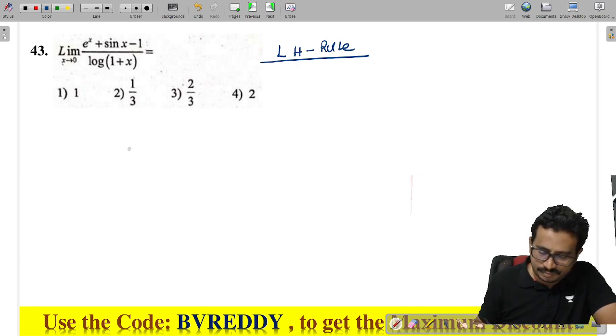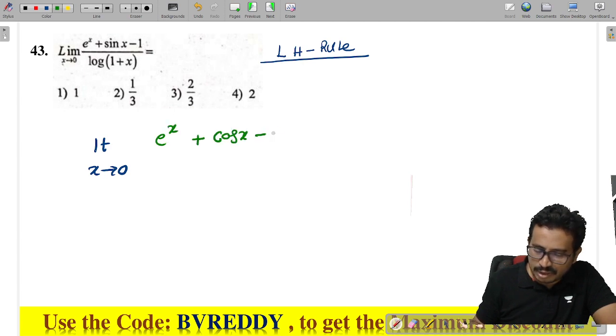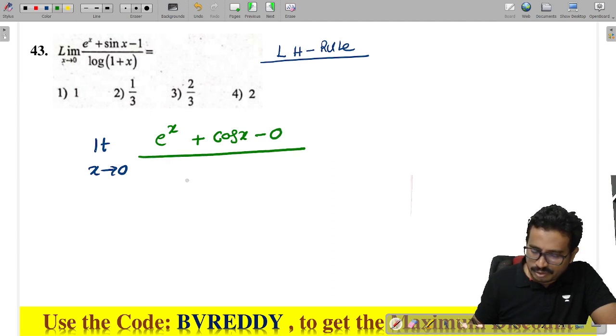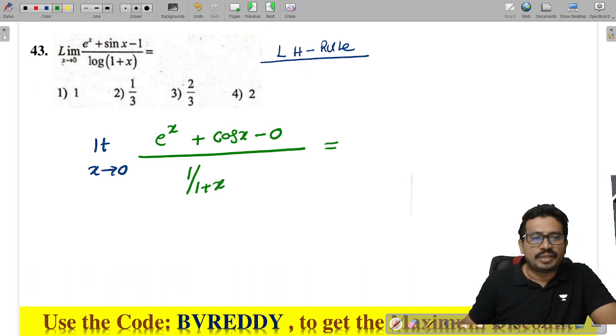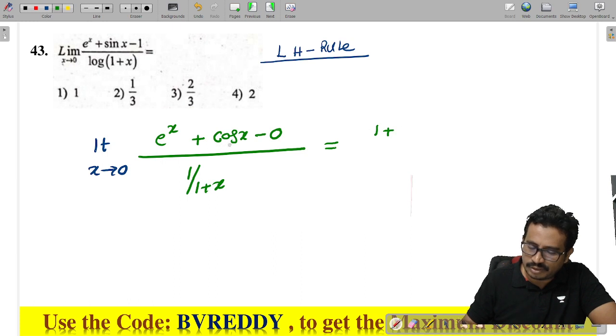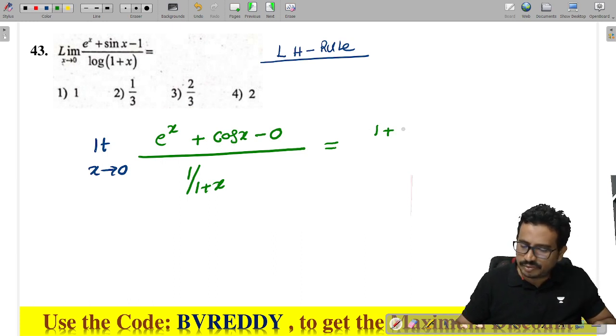Tell me now here. That is limit x tends to 0. So that is e power x sin x derivative, which is a cos x, minus 0 by, so log x, that is 1 by 1 plus x, and limit x tends to 0, so which will come it as 1 plus e power 0, which is 1, so, and which is equal to cos x, cos 0, which is also equal to 1 by, so it is 1 by 1 plus 0. So how much will get, you tell me? 2.